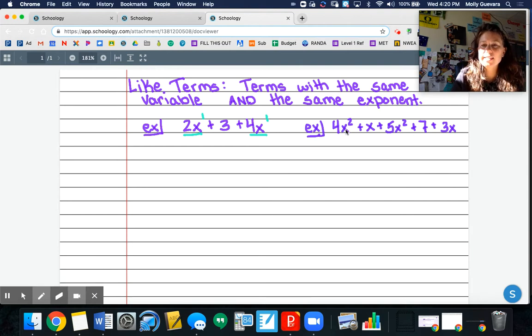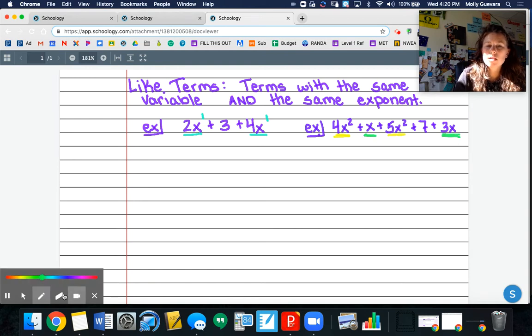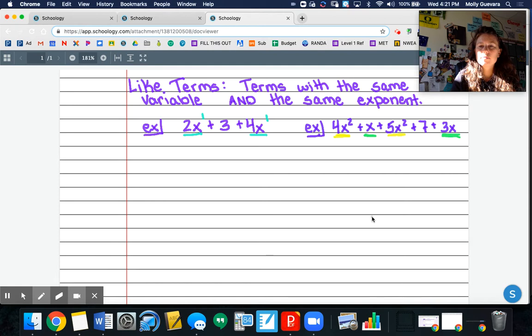So here I have an x, and that x is squared. So that is a like term with this 5x squared. So those are like terms. Okay. On that same note, here I have a 1x and a 3x. So those are like terms. Okay, so hopefully that makes sense how we get those like terms there. So they have to have not only the same variable, but also the same exponent.